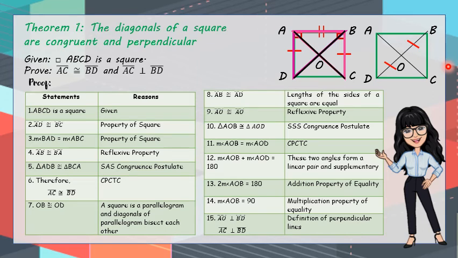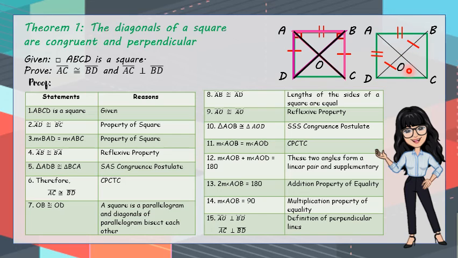Next one. AB is congruent to AD. Where is AB? This one is AB, and this one is AD. Okay? So based on this picture, we are trying to prove two triangles to be congruent. This triangle, the AOB or the BOA, it's up to you. And then we also have the AOD or the DOA. So we are trying to prove that these two triangles are congruent. So AB, which is part of this triangle, is congruent to AD, which is part of this triangle.